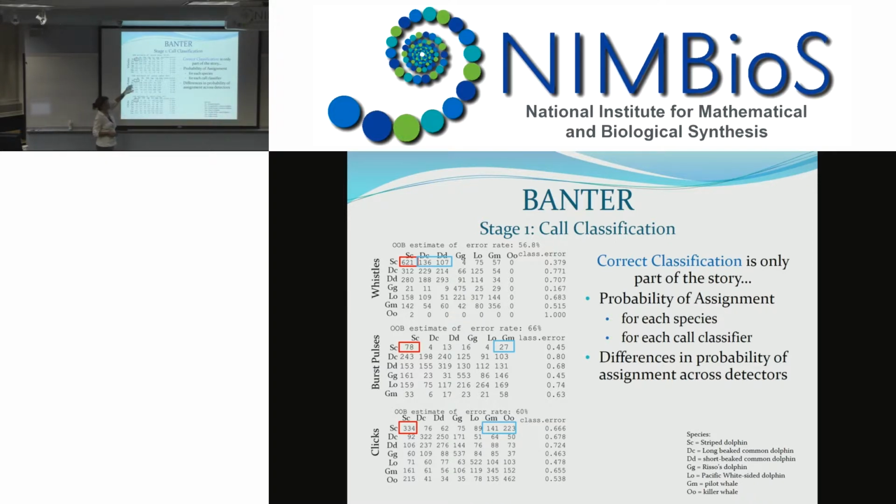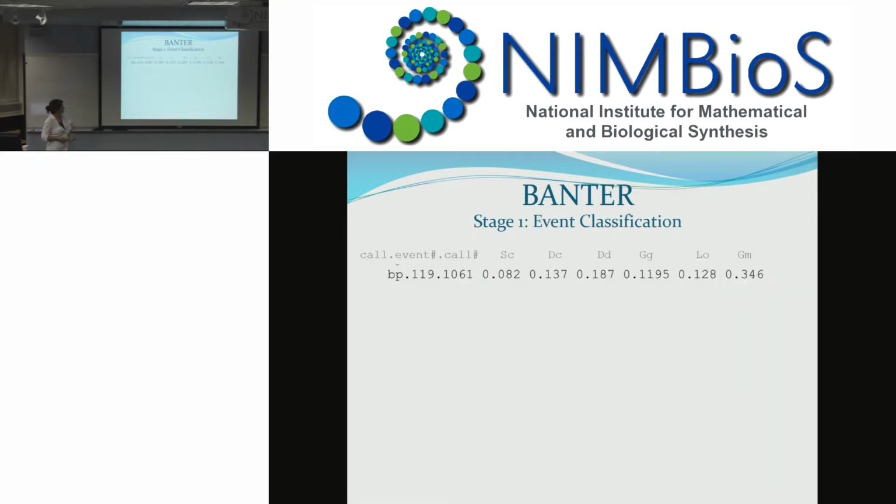We also have this probability of assignment to a whole bunch of different species here. And there's information and value in that. If you look at our whistles, most of the misclassifications were to DC, DD, that's our common dolphins. But over here in the burst pulses, misclassifications were pilot whales. And over here it's pilot whales and killer whales. So you also have differences across these detectors. And all that information is really valuable. And we can take it to this next stage of looking at the event.